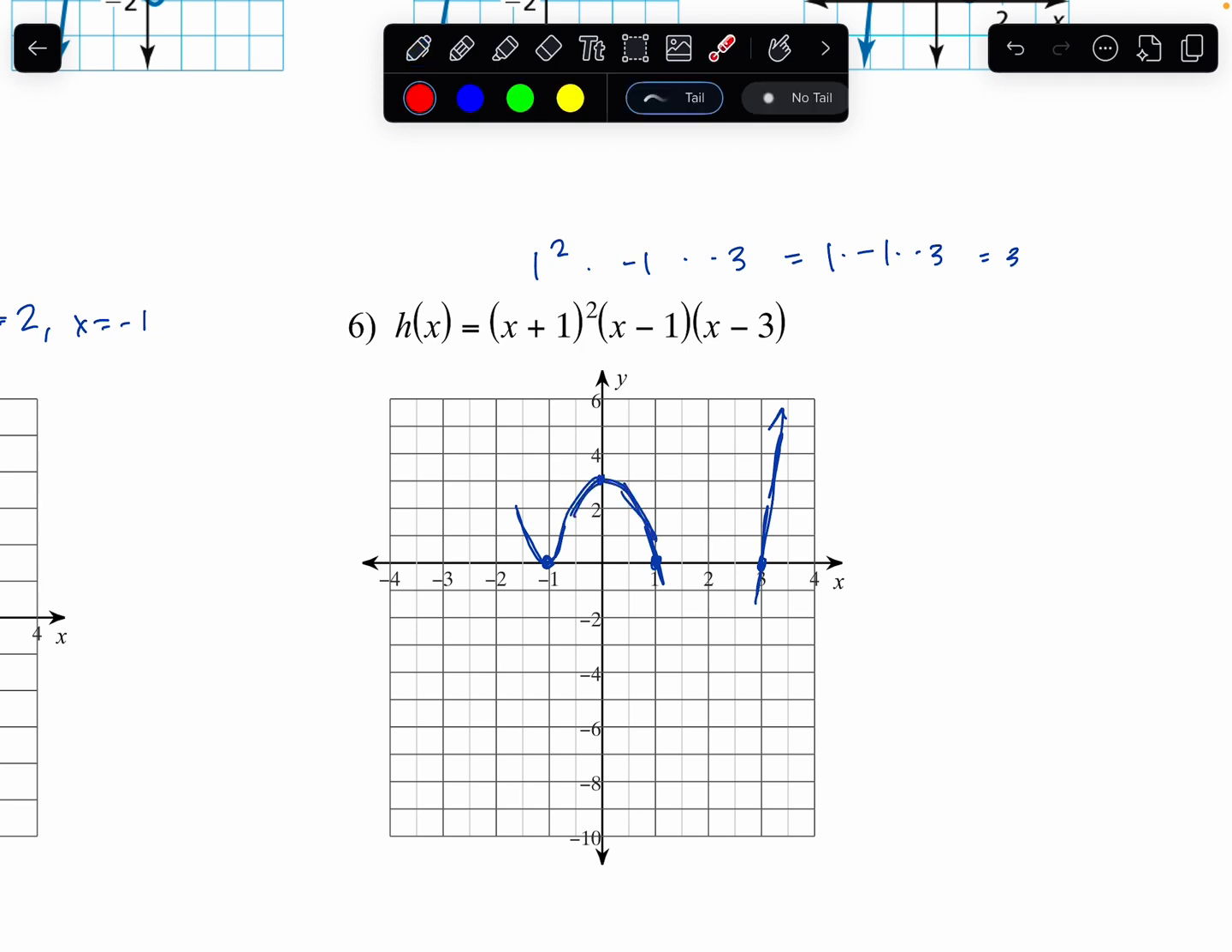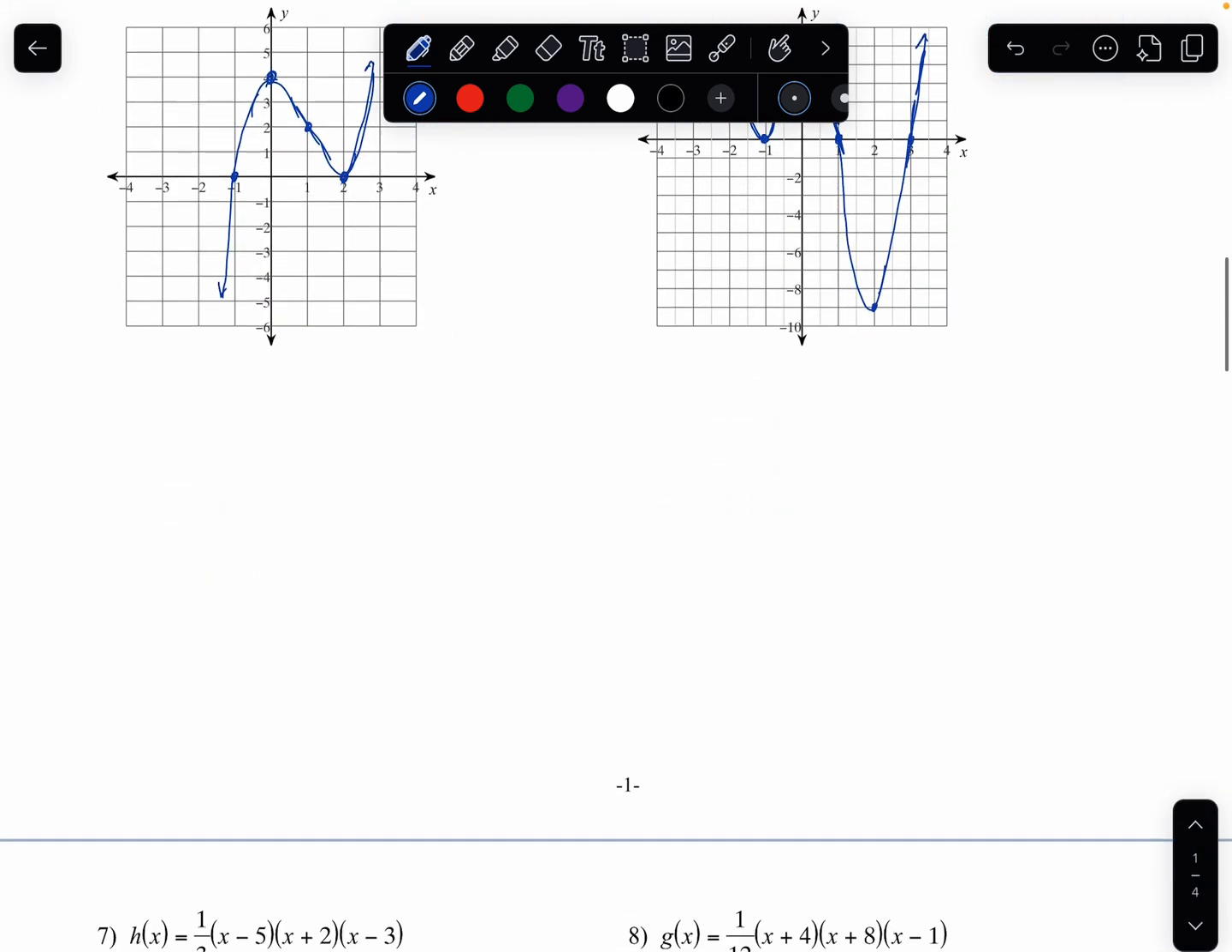Okay, let's plug in 2 right here. So if I plug in 2, this is going to become 3 squared. And if I plug in 2 here, this becomes 1. If I plug in 2 here, this becomes -1. So that becomes 9 times 1 times -1, so it's going to become -9. So it's going to go down there. Okay, and there we go.